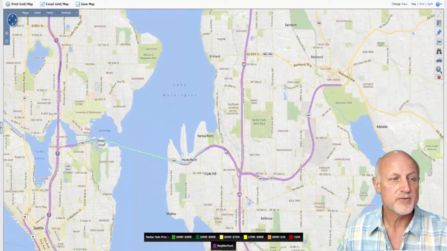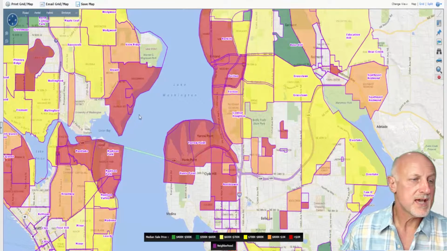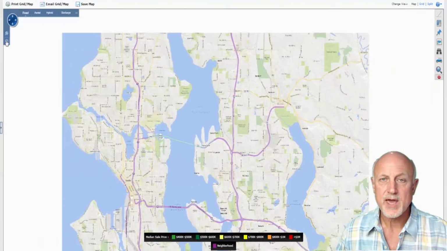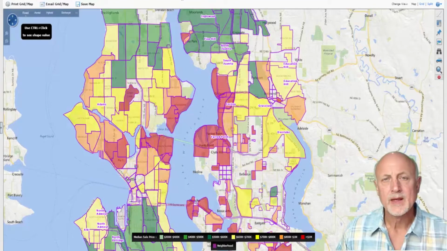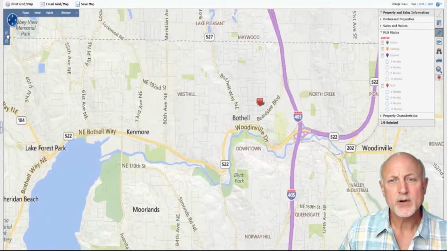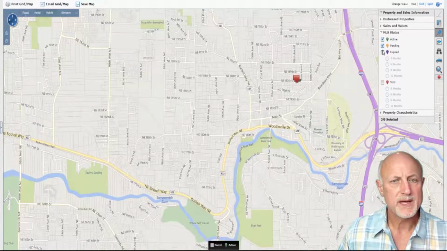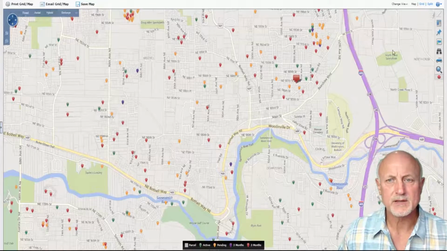And then, of course, if we scroll further south, you see much more red around Yarrow Point, Hunts Point, over on the Seattle side, the Windermere, Laurelhurst neighborhoods. So obviously, location does play a huge factor in the values. Okay, so what we're going to do is come back to that original subject property, and we're going to look for all of the active, pending, expired, and solds that have happened in that particular area.